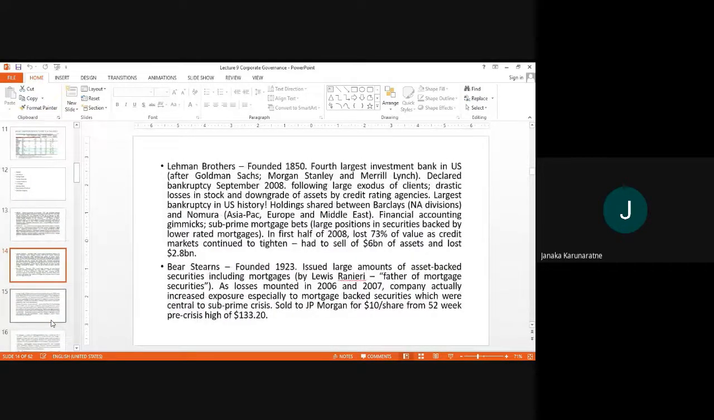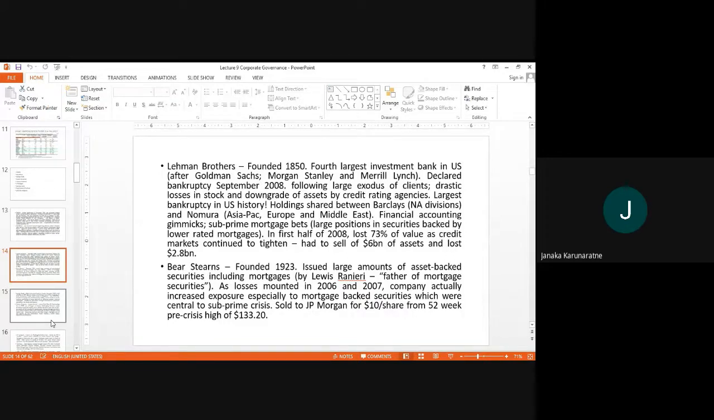Lehman Brothers, I think, is a famous financial institution which failed as a result of the crisis in 2007-9. Founded in 1850, the fourth largest investment bank in US. I think at that time, whenever somebody said Lehman Brothers, everybody knew what it is, right?